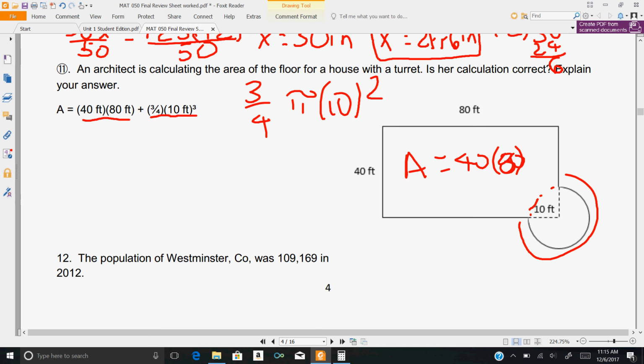To calculate area, you need to multiply feet times feet. Whether you do that literally multiplying 40 times 80 for a rectangle, 40 feet times 80 feet, or whether you do your circle where you do 10 feet squared or 10 feet times 10 feet, somehow you have to multiply feet times feet. You want feet to the 2nd power, not feet to the 3rd power.